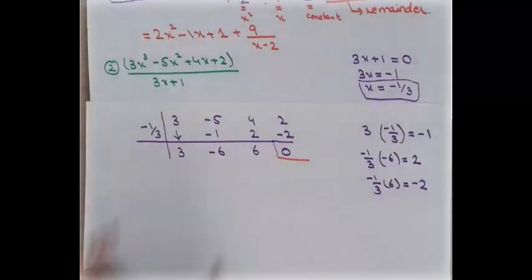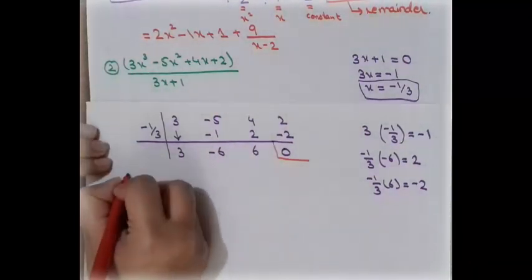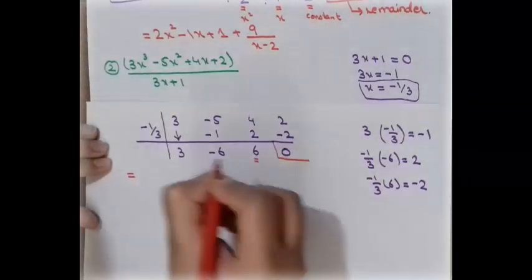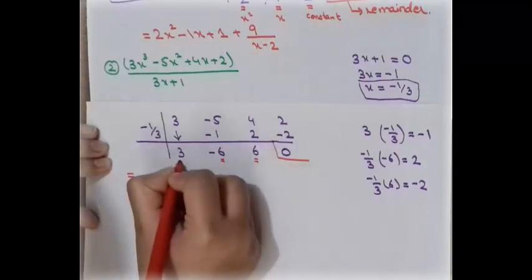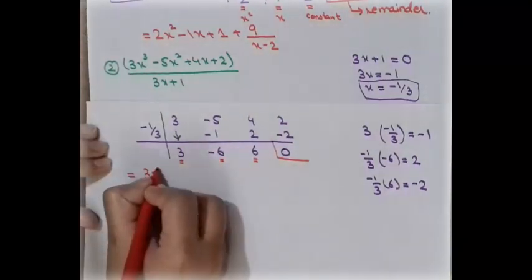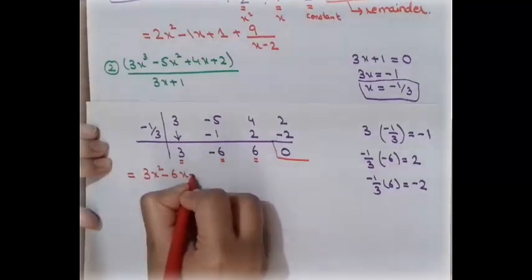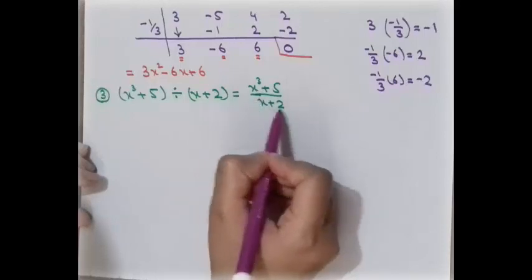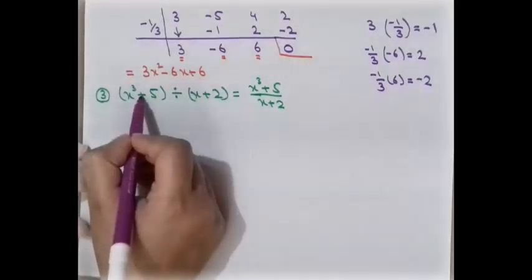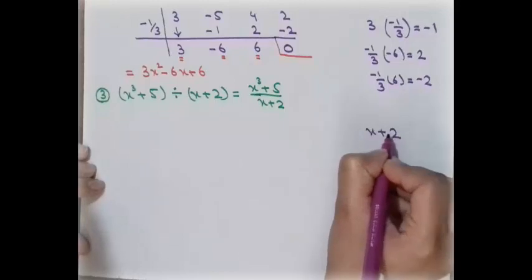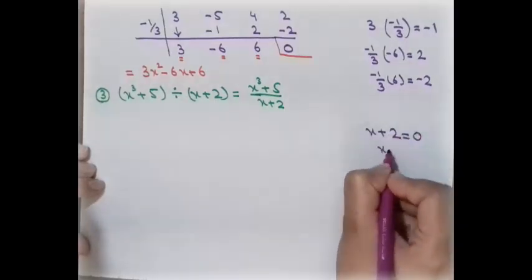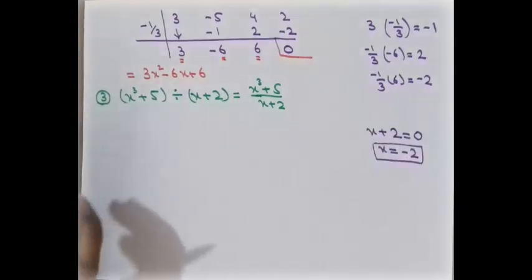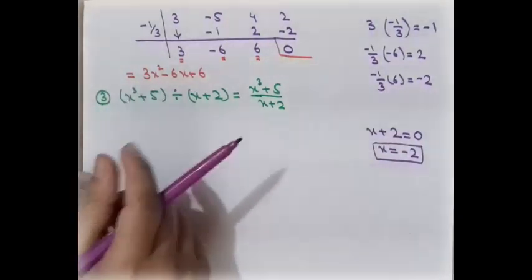So how to write it? We write it as: this is a remainder, this is a constant, this is the coefficient of x, and this is the coefficient of x square. So 3x square minus 6x plus 6, and again we are required to divide these two. We take the factor in the denominator, the divisor of the polynomial, and set it equal to 0. x plus 2 equals 0, so we move it to the other side, and it will be negative 2.